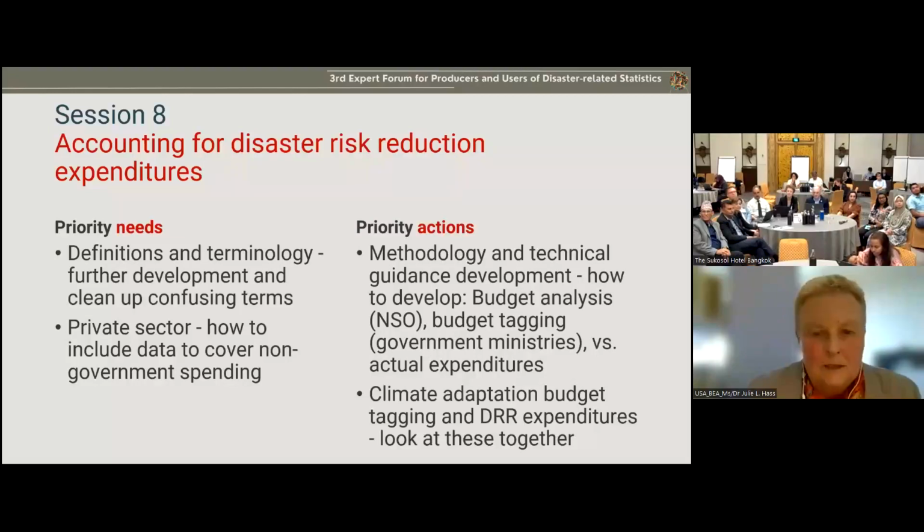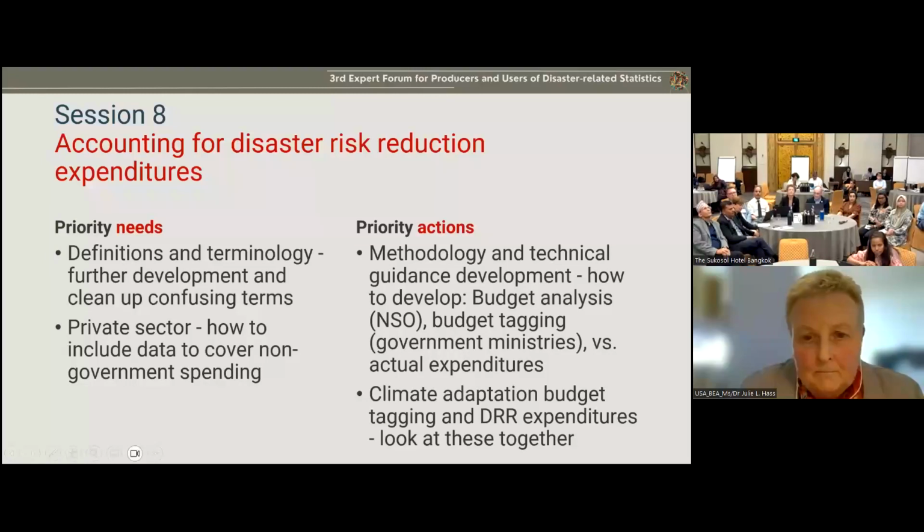We're doing budget analysis at the NSOs. Then we're talking about budget tagging at the government ministries. And then when we want to make statistics for satellite accounts, we're actually looking at actual expenditures. And all of these different things are going to be confusing. We're going to have different numbers at different times, and this is going to be challenging.